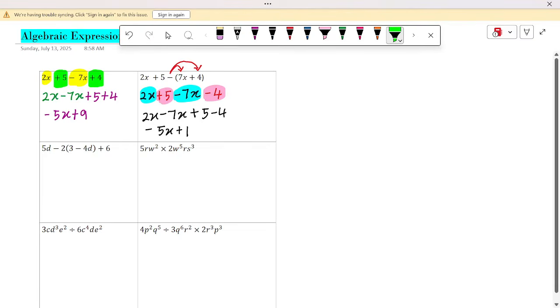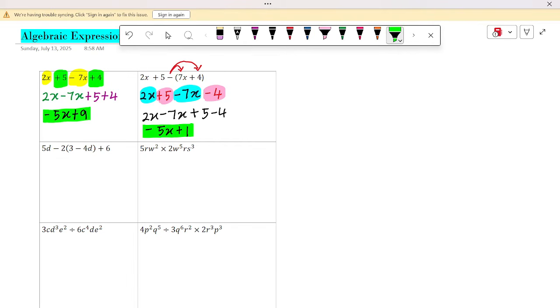So can you see the difference in answer between the first question and second question? There's a difference due to the addition of a bracket. So when there's a bracket, there's a sign of positive or negative outside of the bracket. Be careful to expand inside the bracket.